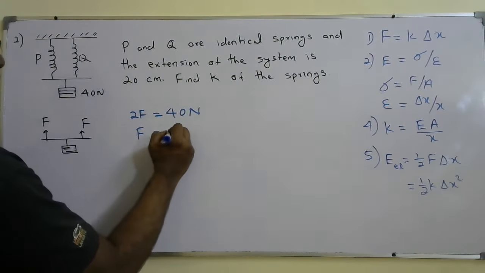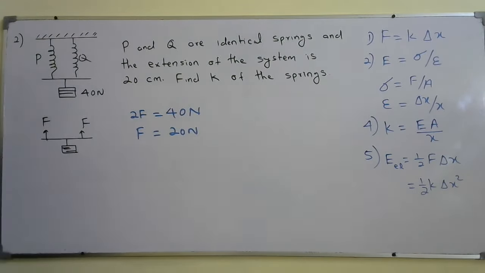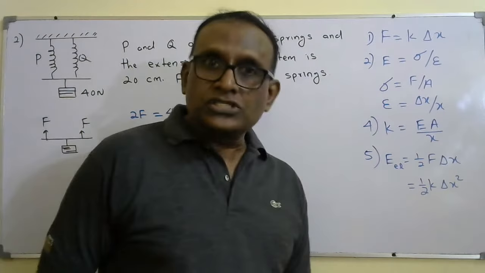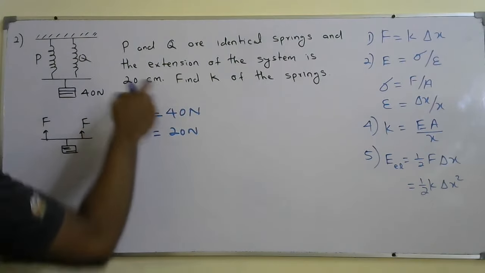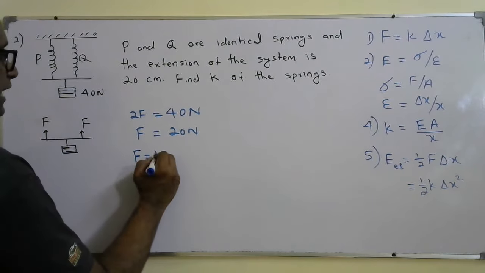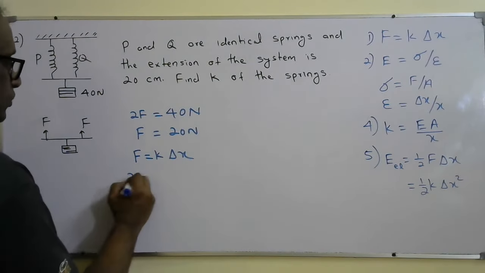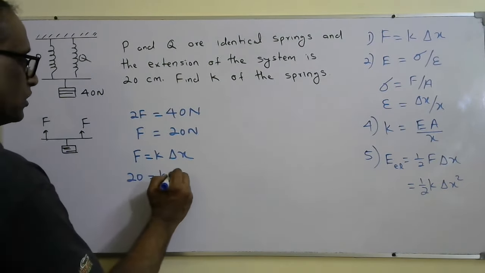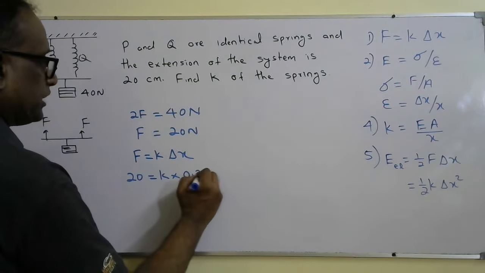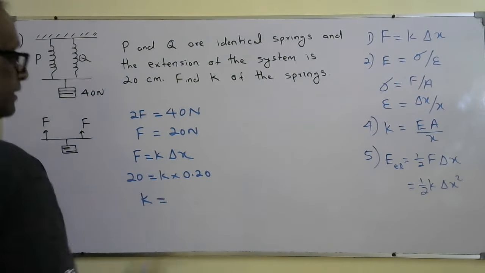And also the extension of each spring is 20 centimeter. Now use F equals K delta X for one spring. 20 equals K into 20 centimeter, which is 0.20. Find the K, that will be equal to 100 Newton per meter.